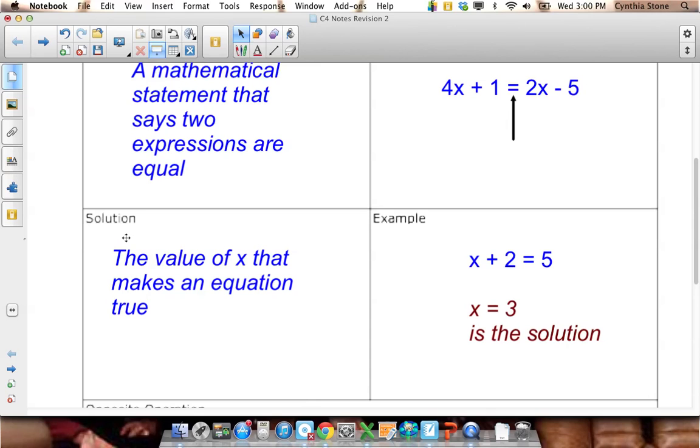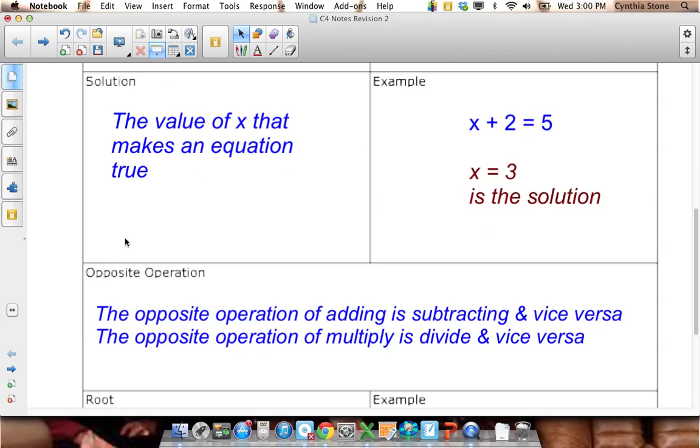I'll show you later on another term that gets used, and you'll see a lot in the grade 10 course. It is important to understand opposite operation. It is the key to solving equations. The opposite operation, if something is being added to something else, is subtract, and vice versa, and the opposite operation of multiply is divide.